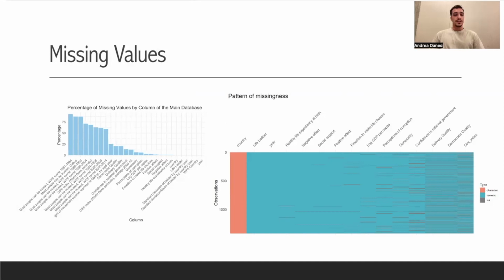You can see on the left side a graph with the percentage of missing values for each variable. We chose to keep only the variables with less than 20% of missing values. And on the right side, you can see the pattern of missingness and the structure of our variables. You can see that they are all numeric except the country, which contains the name of each country that we consider.